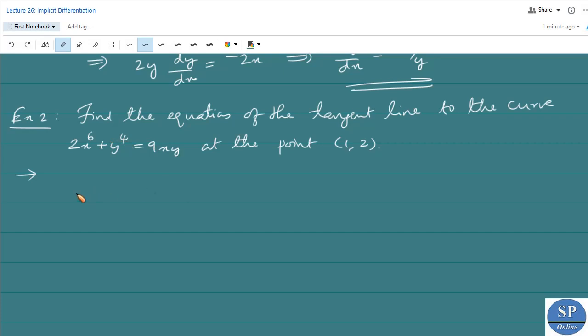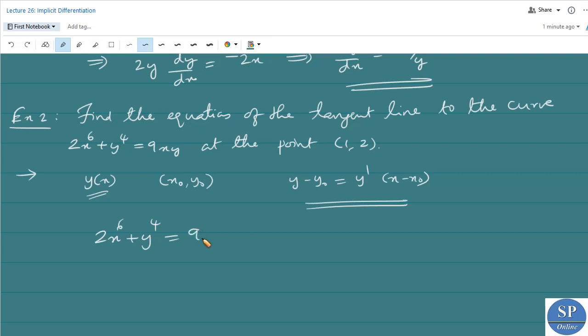We know the equation of the tangent line to the curve y equal to y of x at the point x naught comma y naught is nothing but y minus y naught is equal to y dash into x minus x naught, that is y dash at the point x naught y naught. So this is the equation of the tangent line to the curve at the point x naught y naught. So for that we need to find the derivative. So here we are given that 2x power 6 plus y power 4 equal to 9 into xy. Here we need to find the derivative.